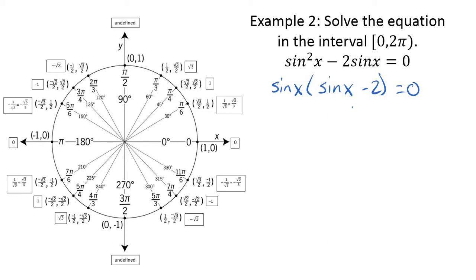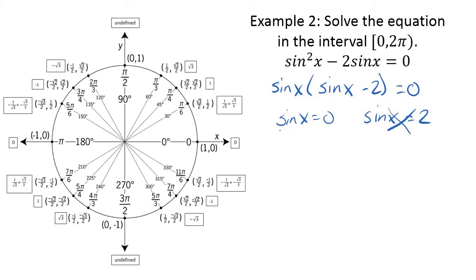Well, now, just like factoring, you can set sine x equal to 0. You can set sine x minus 2 equal to 0. So if we do that, sine x equals 0, and sine x equals 2, right? If I set this one equal to 0 and solve. Well, sine can't equal 2. It only goes up to 1. And so that's not going to provide any valid solutions. So this is all we need to focus on.